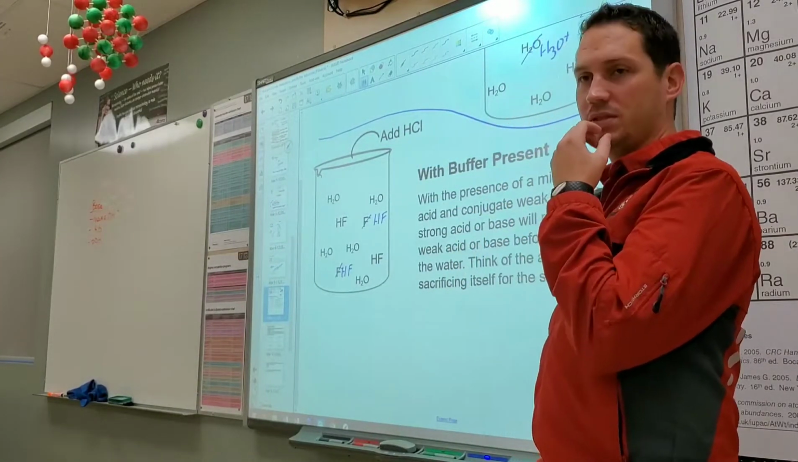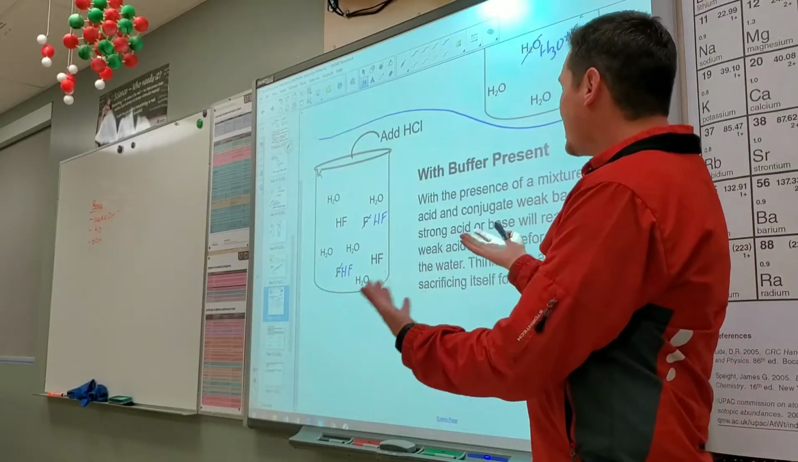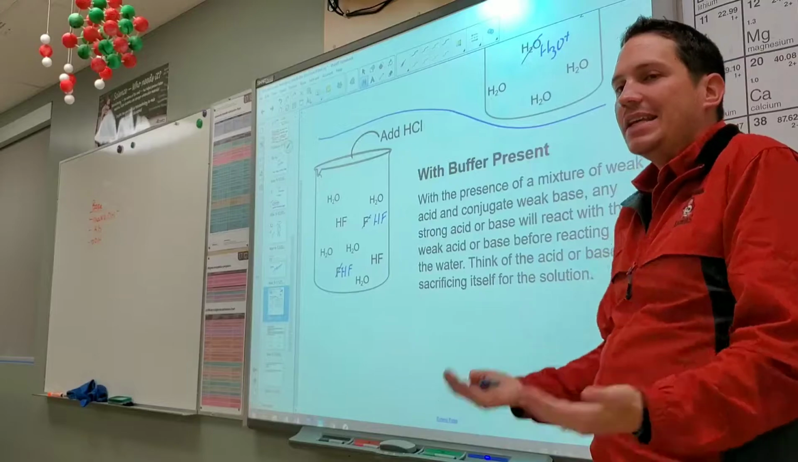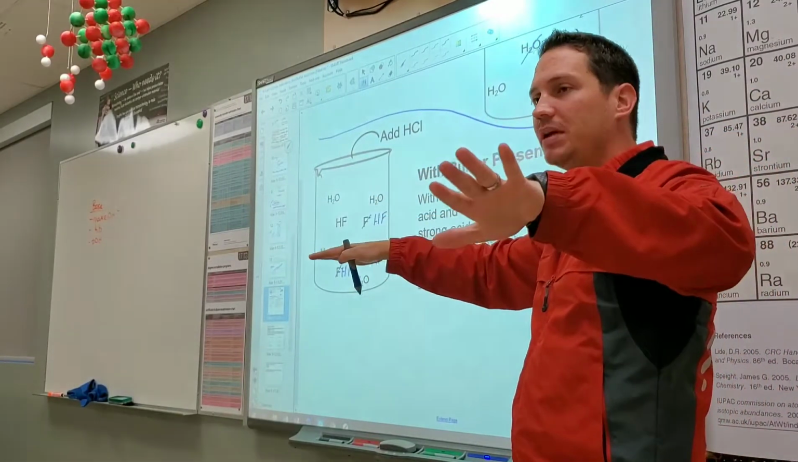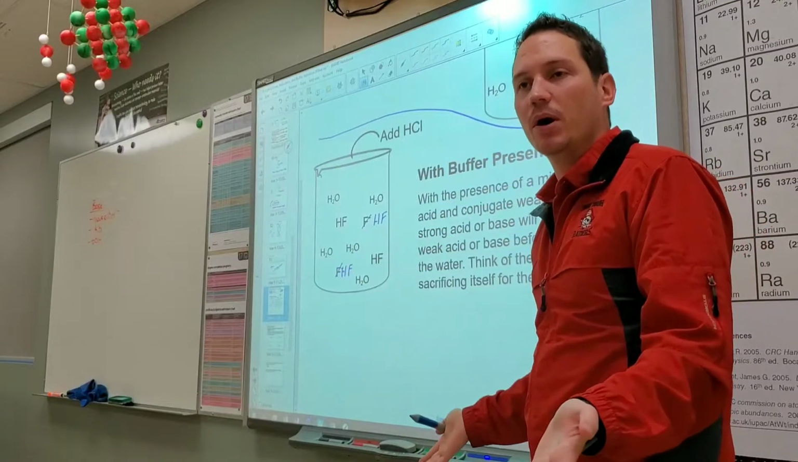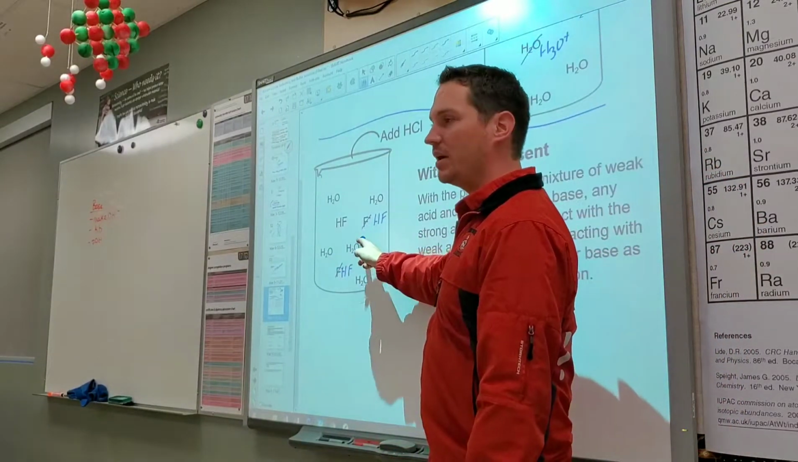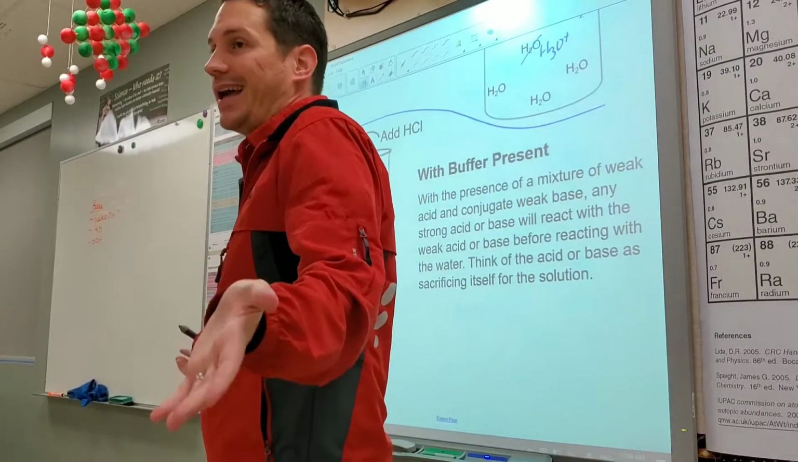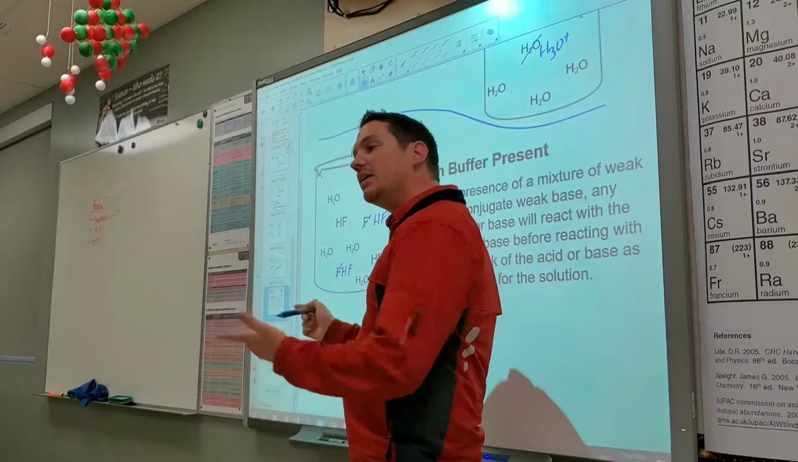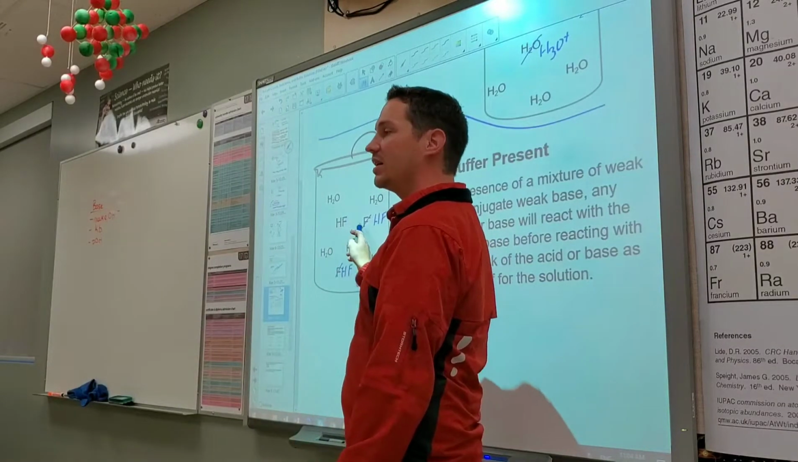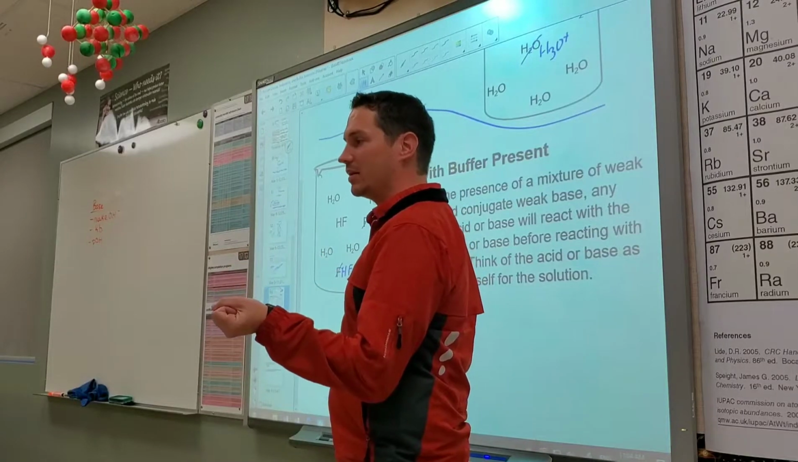Not even close. So a buffer has the ability to sacrifice either an acid or a base to maintain the current pH levels. That's the purpose of a buffer. If you add an acid, it's going to react with the conjugate base. If you add a base, it's going to react with the conjugate acid. Either way, you're sacrificing the conjugate acid or the conjugate base so that the pH doesn't dramatically change.